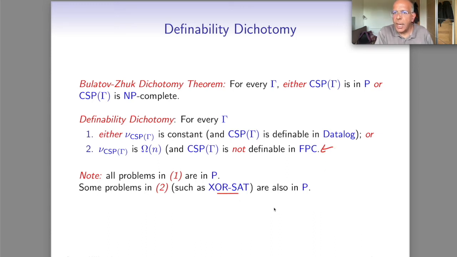For example, XOR-SAT. XOR-SAT can be expressed as a constraint satisfaction problem. I'll leave that bit as an exercise. Why is this a constraint satisfaction problem?